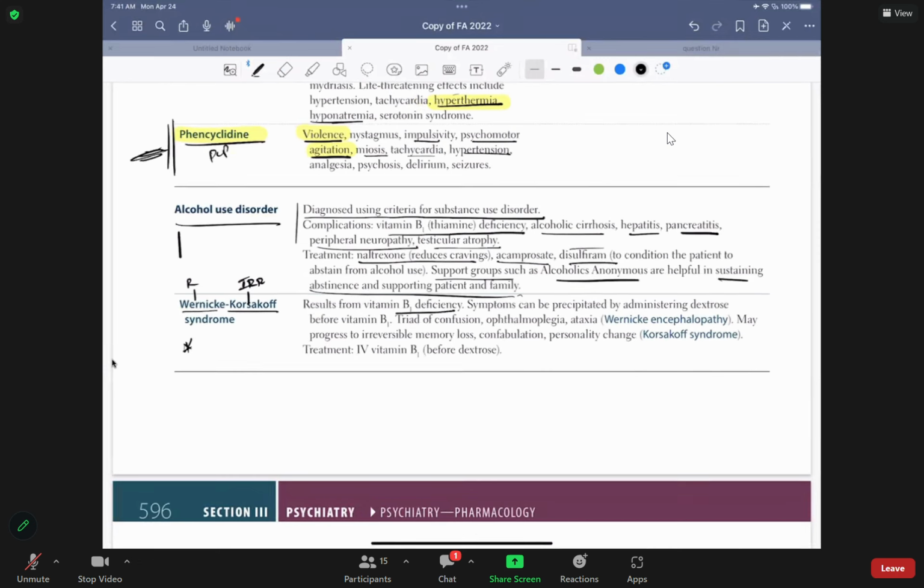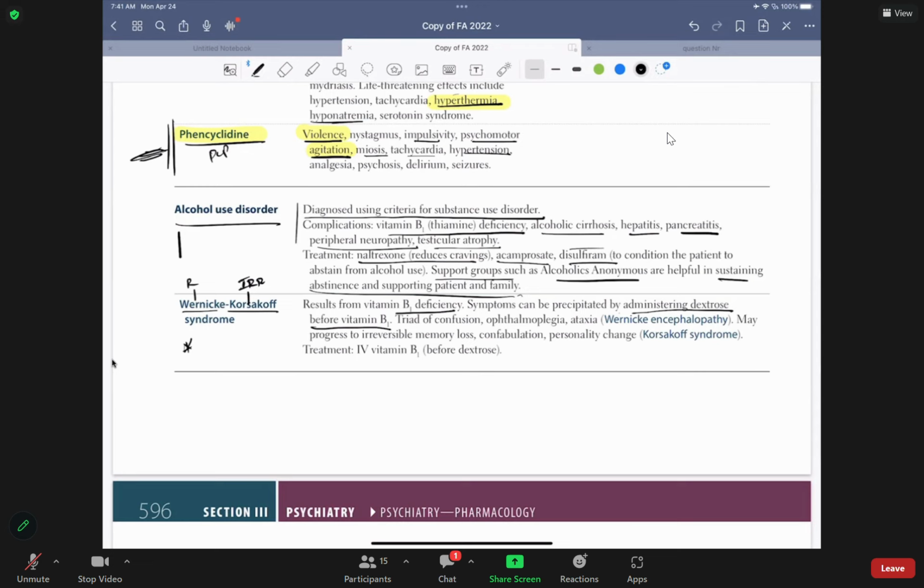Symptoms can be precipitated by administering dextrose before vitamin B1. In biochemistry, we studied what the biggest problem with thiamine deficiency is. Pyruvate is backing up, and all the pyruvate is going to lactic acid. Is that clear, folks? Why is pyruvate backing up? Because alcohol destroys thiamine. Without thiamine, PDH cannot function.